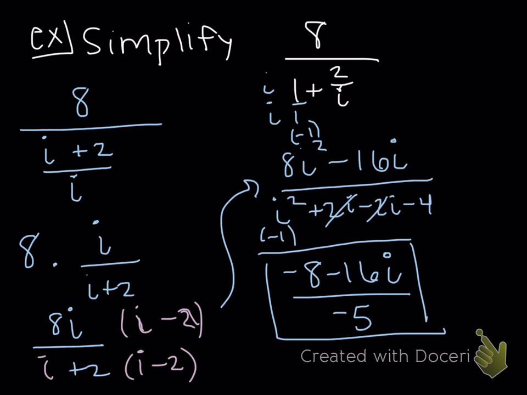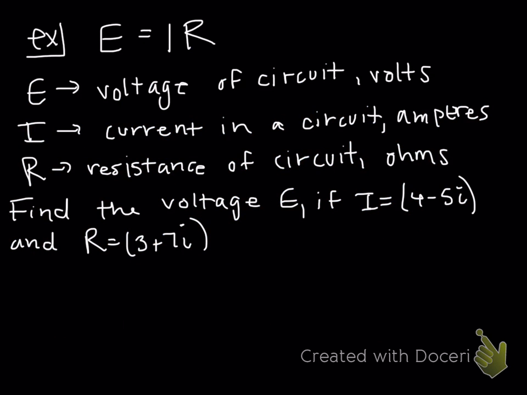So last example, I'm going to read you a little blurb from the textbook, and then we're going to do the problem. You don't need to write all this down right now. I'm going to read you a blurb, and then you can pause the video to copy this down. The blurb in the book says, complex numbers are used in electronics to describe the current in an electric circuit. Ohm's law relates the current in the circuit I in amperes, the voltage of the circuit E in volts, and the resistance of the circuit R in ohms by the formula E equals IR.